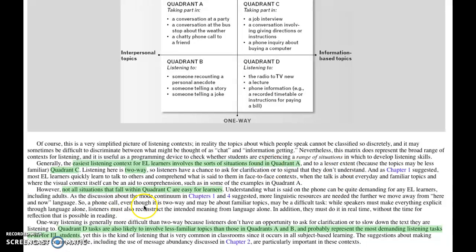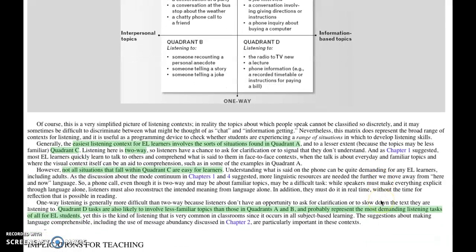However, not all situations that fall within quadrant C are easy for listeners. For example, a phone call. It may be difficult for English learners to understand when listening over the phone. And moreover, quadrant D tasks are also likely to involve less familiar topics than those in quadrants A and B, which means that they represent the most demanding listening tasks for all English language learner students.